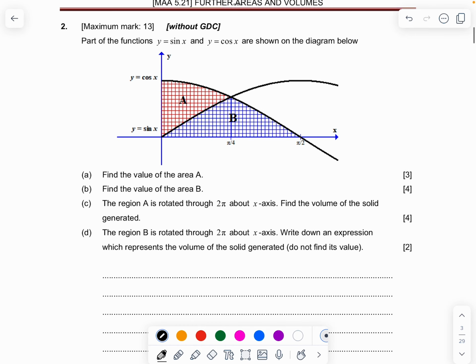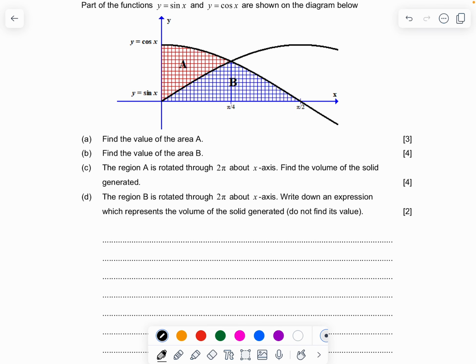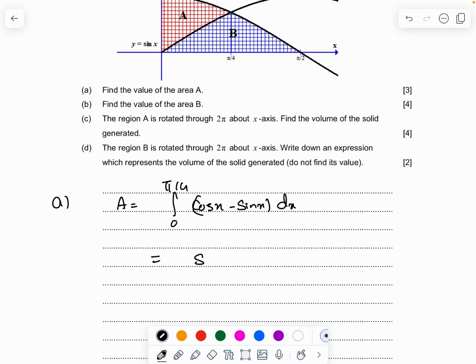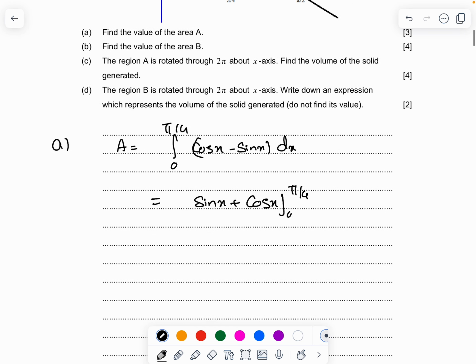Coming to the second question. Now find the value of region A. For region A, we can see that the upper curve is cos x and the lower curve is sin x. So for A, area equals integral 0 to pi by 4, upper curve minus lower curve dx. Now cos x integral is sin x and minus sin x integral is plus cos x from 0 to pi by 4. I am directly writing that answer. You should be getting root 2 minus 1.